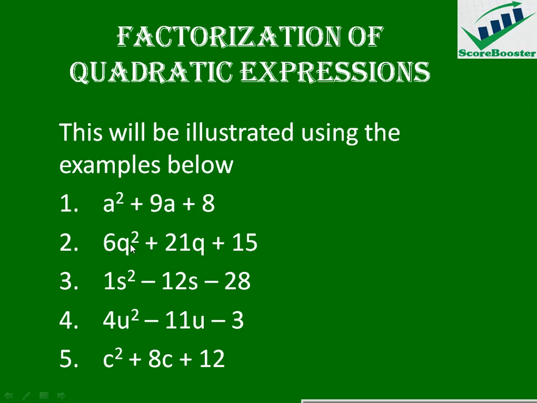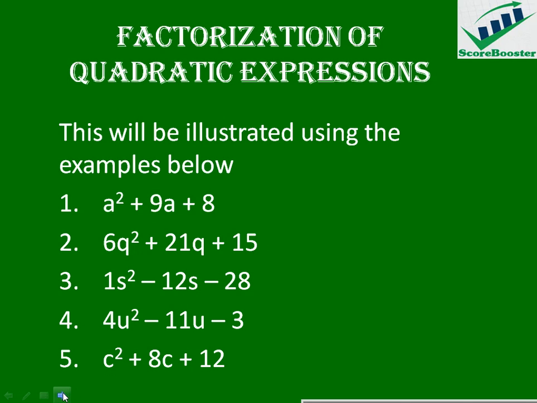For the second question, our unknown is q. And for us to know that this is a quadratic expression, the highest power of q is 2. You can see 1, 2. The highest power of q is 2. That means it's a quadratic expression. And here, the coefficient of q squared is 6, the coefficient of q is 21, and the constant term is 15.